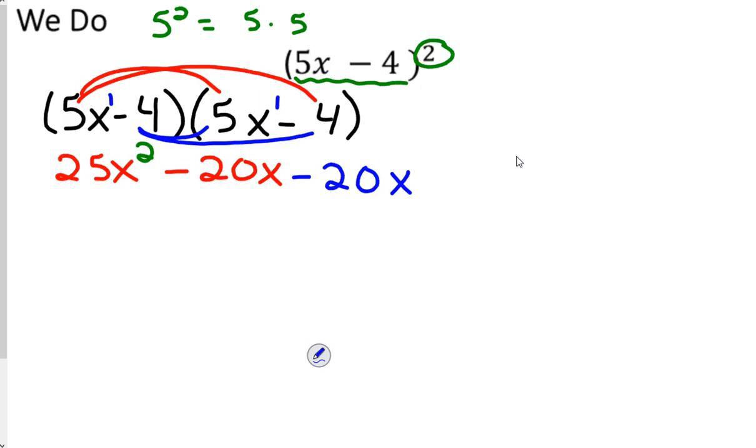That was my mistake. Then I'm doing negative 4 times negative 4. So a negative times a negative is a positive. 4 times 4 is 16. And there are no variables for us to deal with.